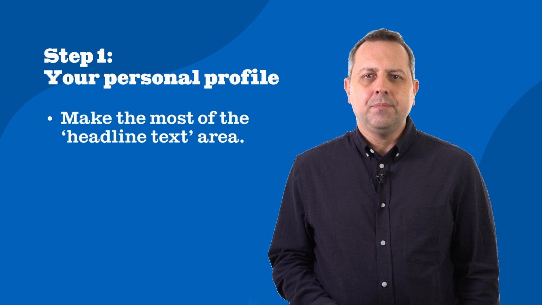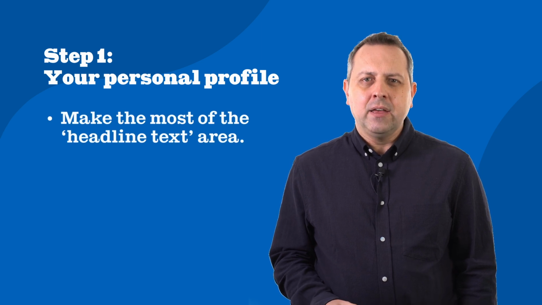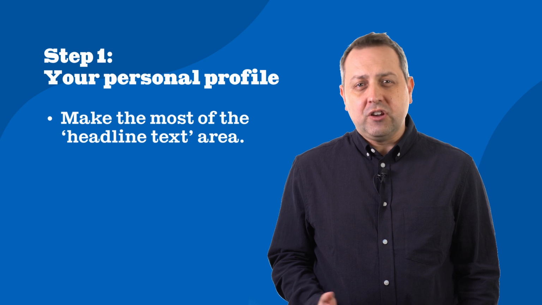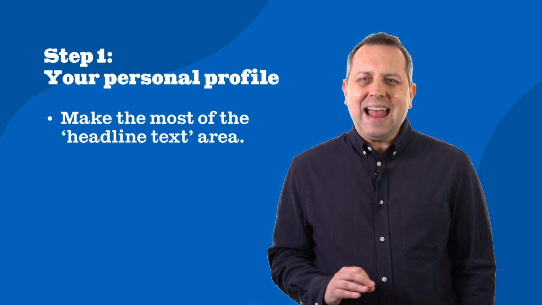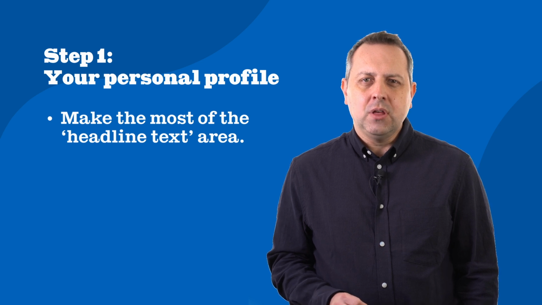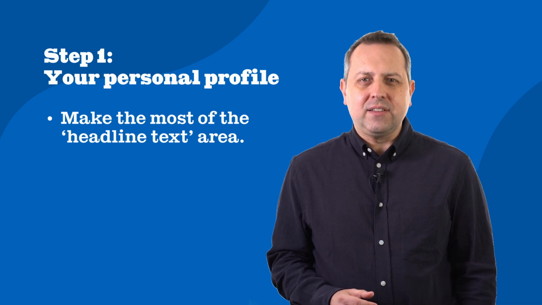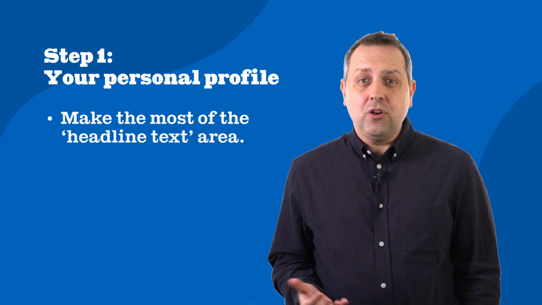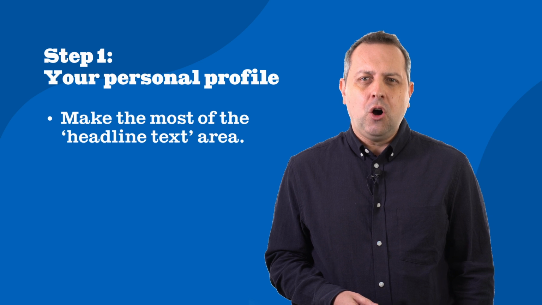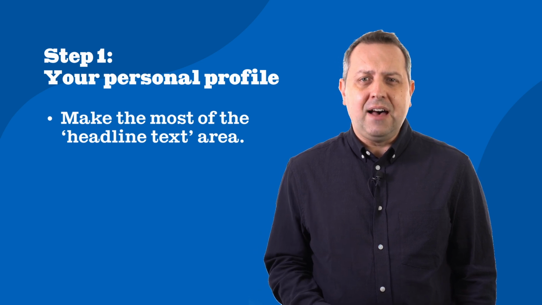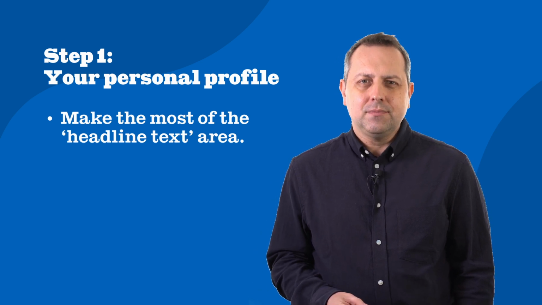Under your name, the headline text area is often where people will include their job title and the name of their employer. But you can write anything you like in that space. You have 220 characters and could decide to leave out your business name and to treat it more like a typical social media biography, similar to what you might have on Instagram or X.